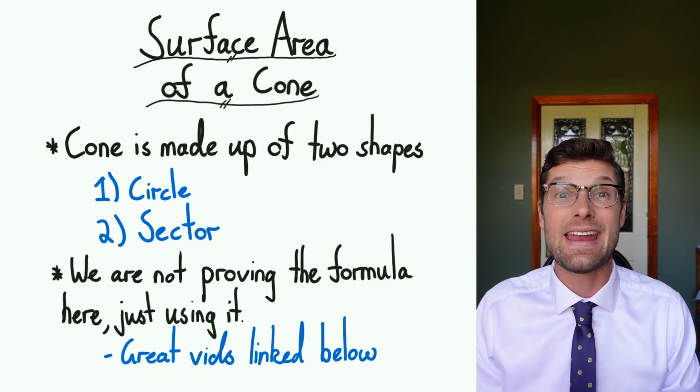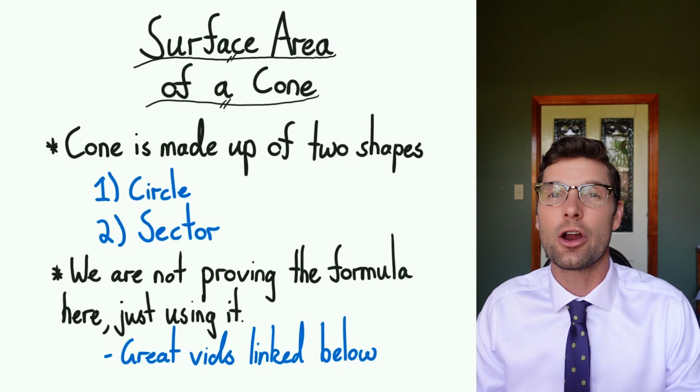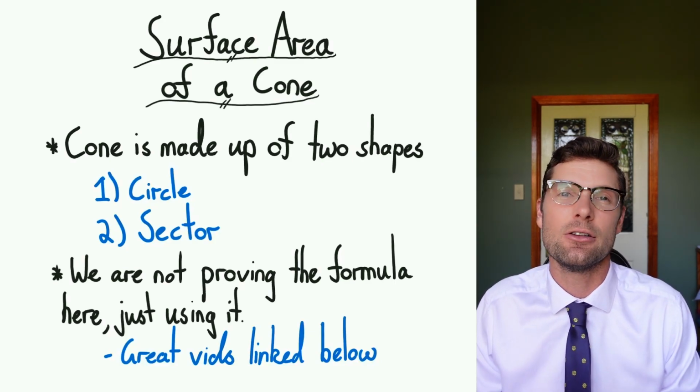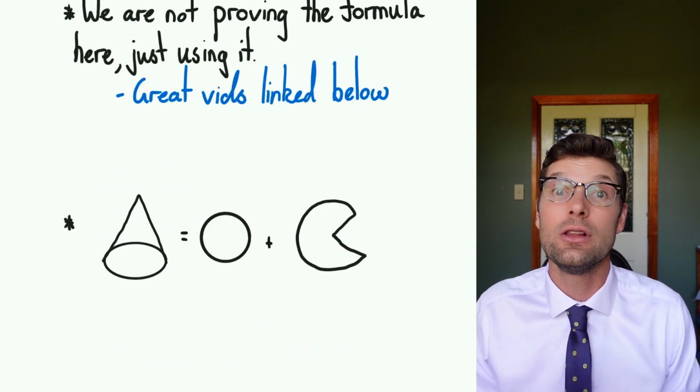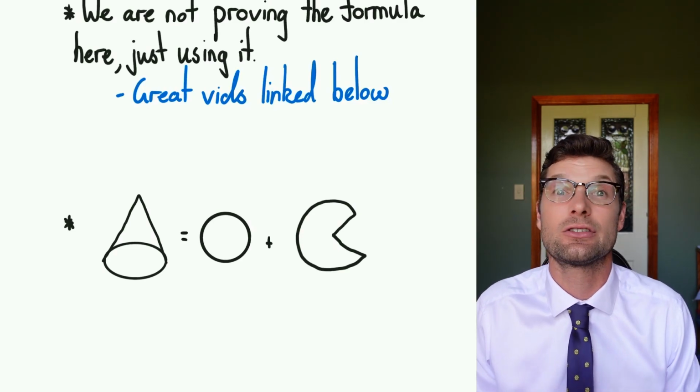If you do want to find out more about how we work out exactly what shapes these are, I've got a couple of videos linked in the description below that really go into detail of how we get these things. If I was going to break a cone into its net, all it is is the circle that's down the bottom and then a sector as well that kind of looks like a Pac-Man.